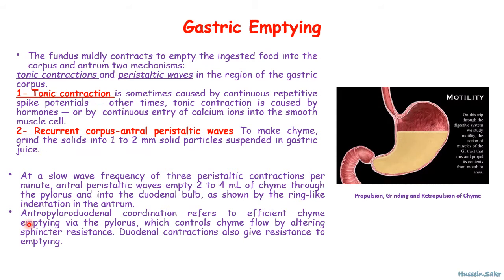We have also something which is called the antropyloroduodenal coordination. This antropyloroduodenal coordination refers to the efficient pumping or the efficient emptying of the chyme through the pylorus into the duodenum, and this is usually affected by the change in the sphincter tone. Also, the duodenal contraction represents a resistance against the process of emptying. So, the antropyloroduodenal coordination is the process by which we regulate the process of emptying through the contraction and relaxation of the sphincter, as well as the duodenal peristalsis or the duodenal contraction.